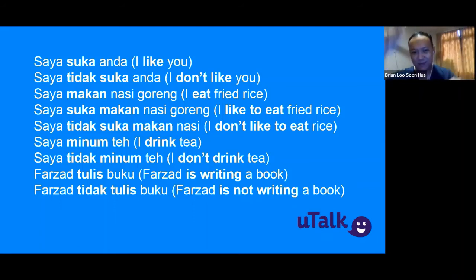So you see the way it is: I, verb, and an object. I like eat fried rice. Think of it like this. There's no infinitive. There's nothing. Saya tidak suka makan nasi. Okay. I drink tea. Saya minum teh. Teh is tea. I don't drink tea. Saya tidak minum teh, for example. All right. Another example, my friend Farzad tulis buku. He's writing a book. Farzad tidak tulis buku. He's not writing a book. Pretty much that's about how it goes, okay?